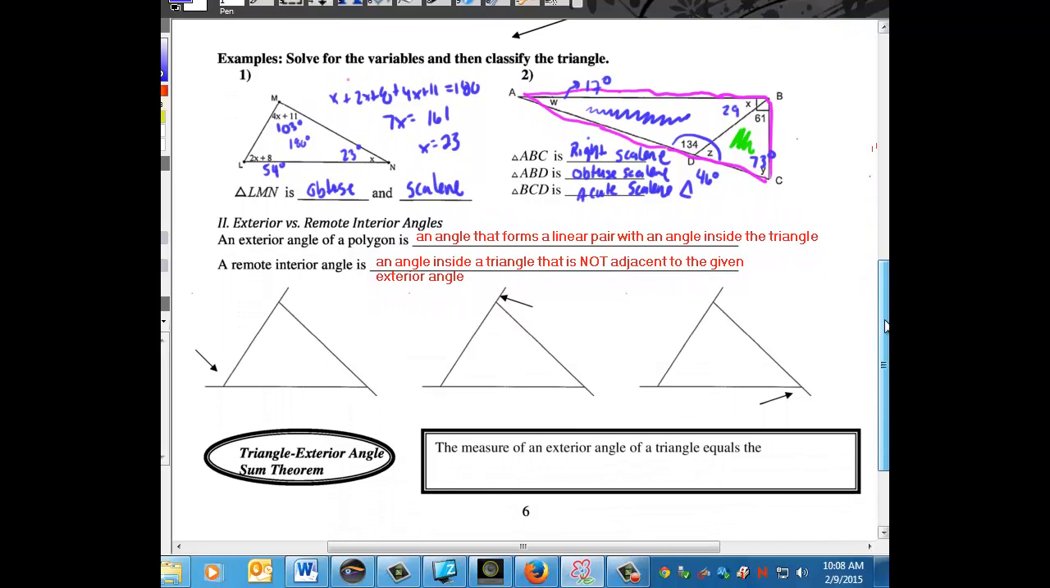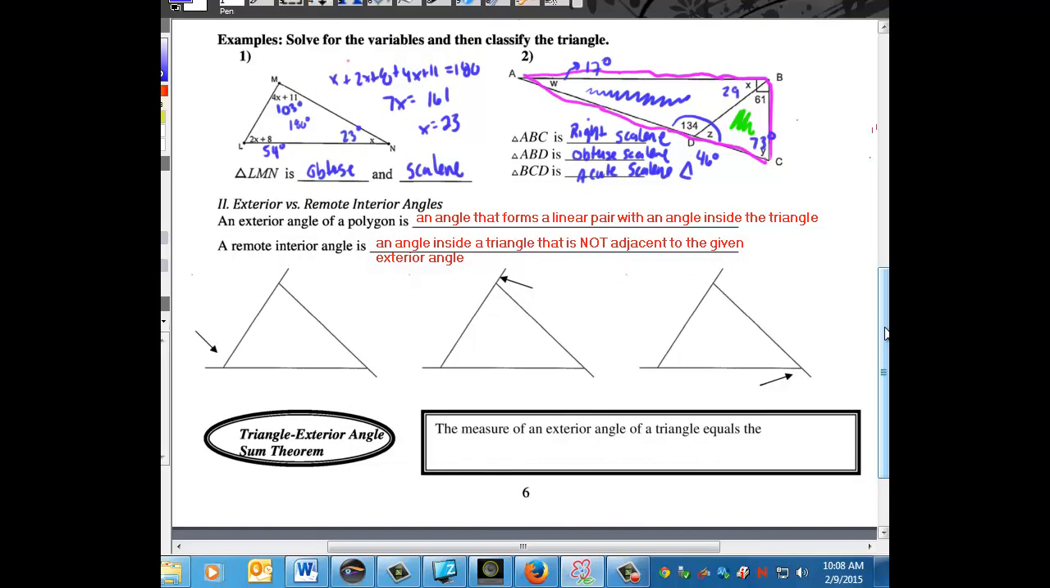Alright, at the bottom we have exterior versus remote interior angles. So for here, what we're saying, if we label this angle 1, we label this angle 2 and angle 3. And then let's label this angle 4. Okay, so this angle 4, this is called an exterior angle. And hopefully that makes sense because it's located outside of our triangle shape. We have angles 1, 2, and 3 that are located on the inside, and angle 4 is on the outside. So we're going to call this an exterior angle.